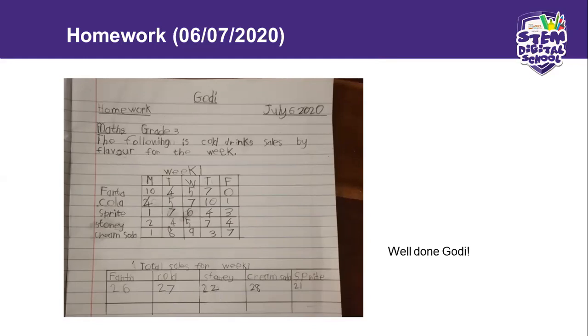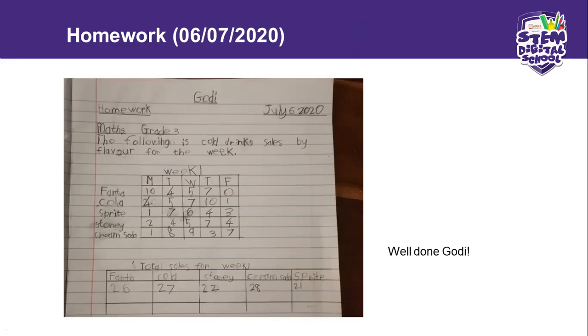Let's go to Stony. There is our Stony there. So we will add from there. It's 2 plus 4 plus 5 plus 7 plus 4. It gives me 22. Is everybody calculating? Please, let's calculate together. Right, Stony also gives me 22.